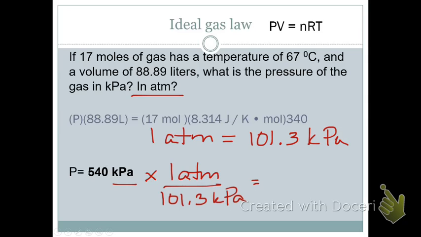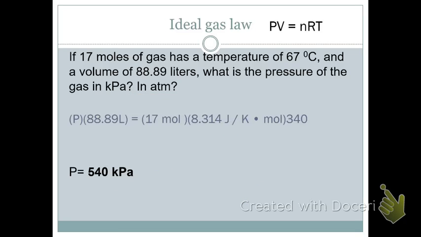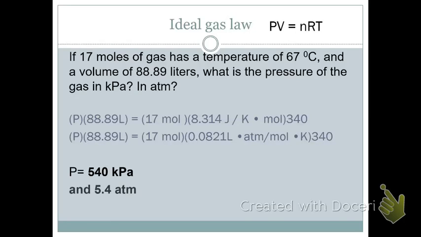Okay, so take your calculator, 540 divided by 101.3 kilopascals, and that should give me my answer for pressure in atmospheres, which is going to be equal to 5.4 atmospheres. Okay, so Dr. Hudson, what about the fact that they have it laid out like this? Well, you can do it that way too.